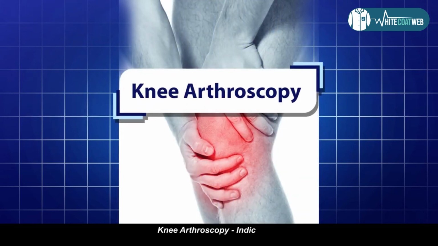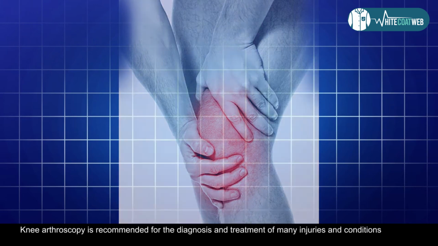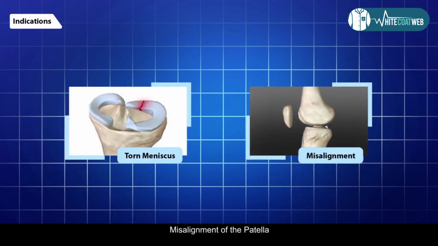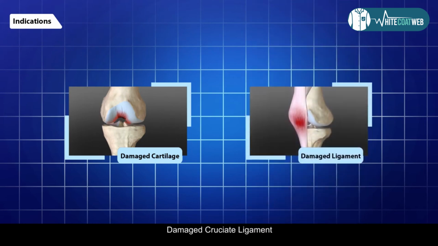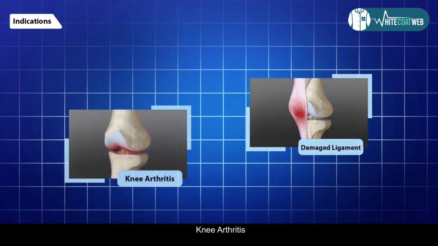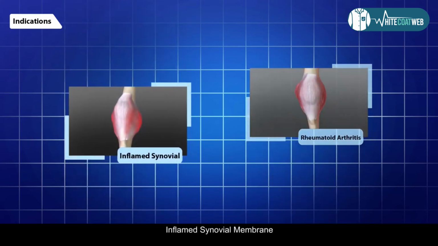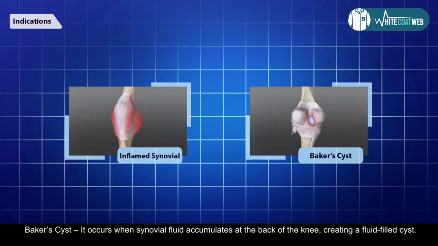Knee arthroscopy indications. Knee arthroscopy is recommended for the diagnosis and treatment of many injuries and conditions, including torn meniscus, misalignment of the patella, damaged articular cartilage, damaged cruciate ligament, knee arthritis, rheumatoid arthritis, inflamed synovial membrane, Baker's cyst. It occurs when synovial fluid accumulates at the back of the knee, creating a fluid-filled cyst.